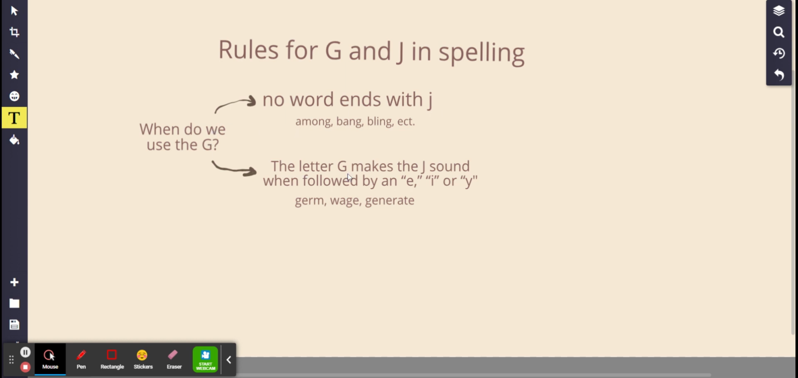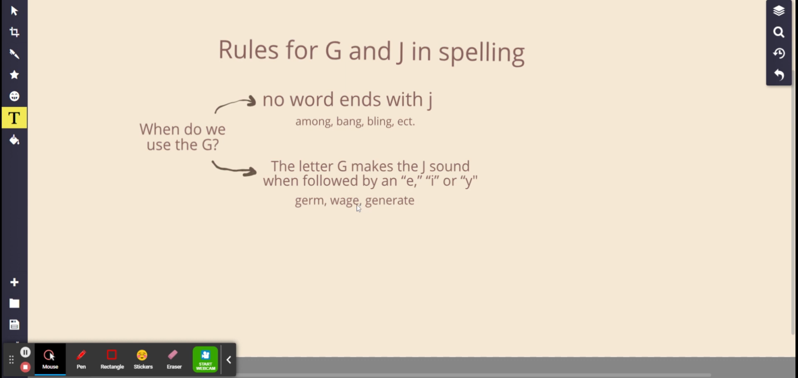The second rule is that the letter G makes the J sound when followed by E, I, or Y. This is where the confusion happens. This is one of the exceptions where you want to spell it out and that G makes a J sound, so a lot of people put a J instead of the G. But it's only a G, though it has that J sound when it is followed by an E, I, or Y. So germ, it kind of sounds like a J, but it's actually a G because it's followed by that E.